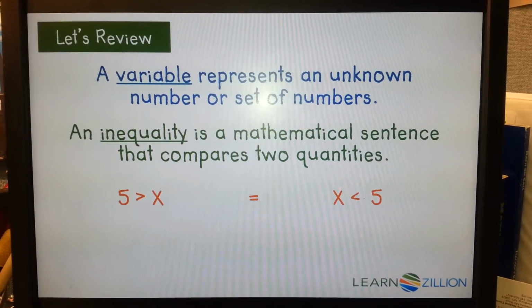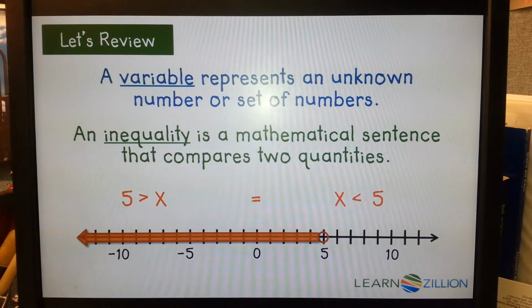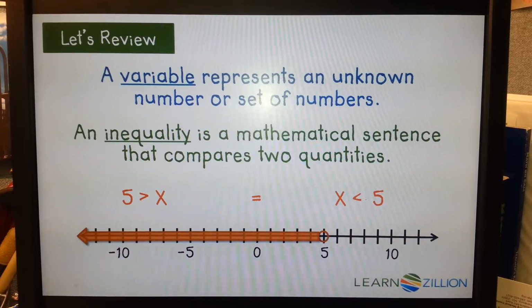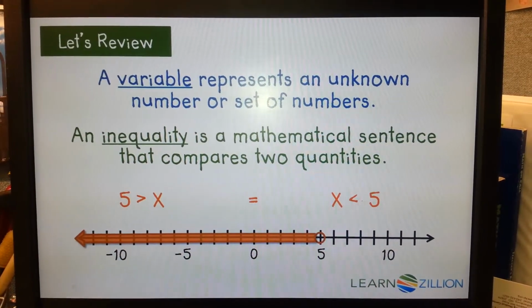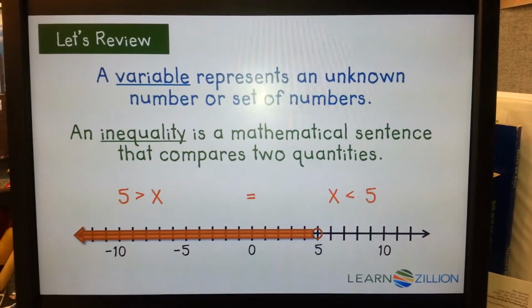These are equal. Inequalities can be shown visually through a graph. This graph represents x. If x is less than 5, this means that 5 is not included in our number set. So we have an open circle on our graph, and we will shade the set of numbers that are smaller than 5.